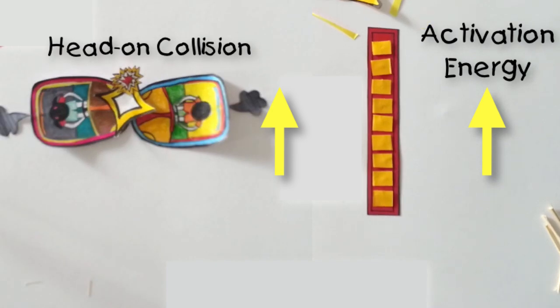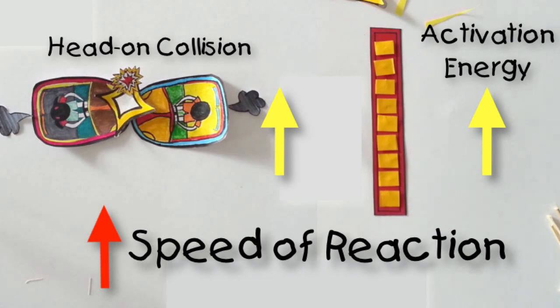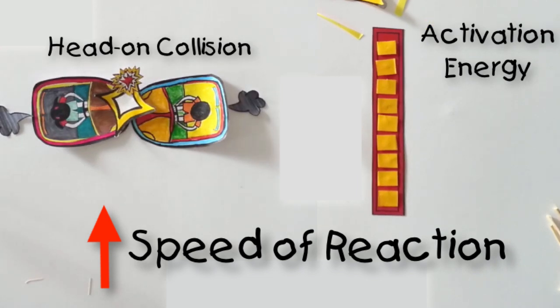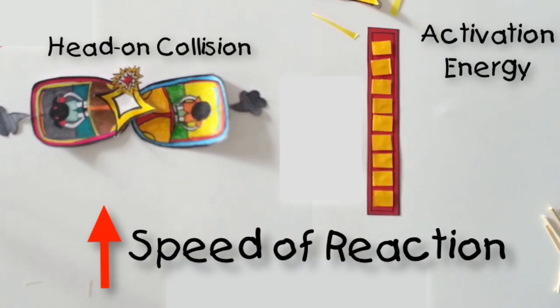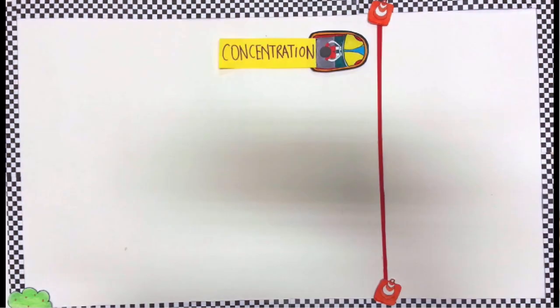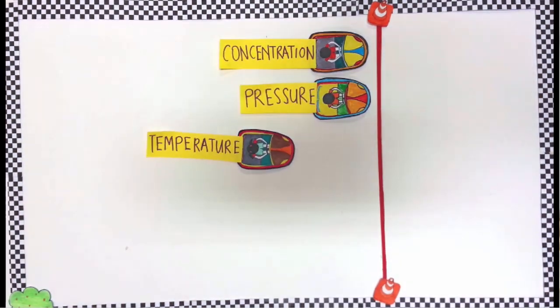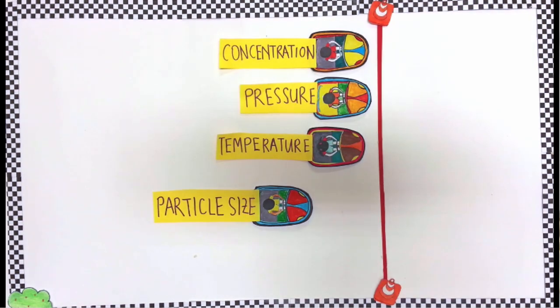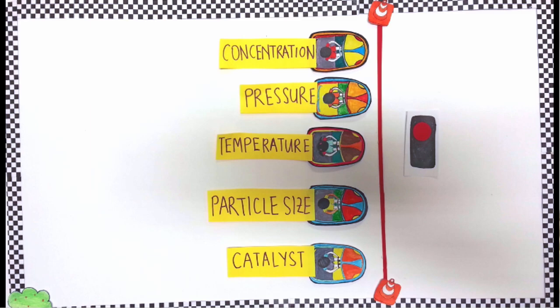Now that we have learned the concept of effective collision between reacting particles, we can use it to explain how the 5 factors mentioned earlier affect the speed of reaction. In other words, any factor that increases the frequency of effective collisions will also increase the speed of reaction. The 5 factors which we will be learning are concentration, pressure, temperature, particle size, as well as the use of a catalyst.